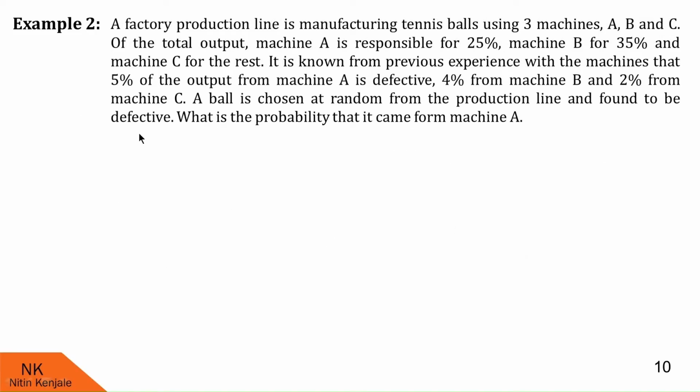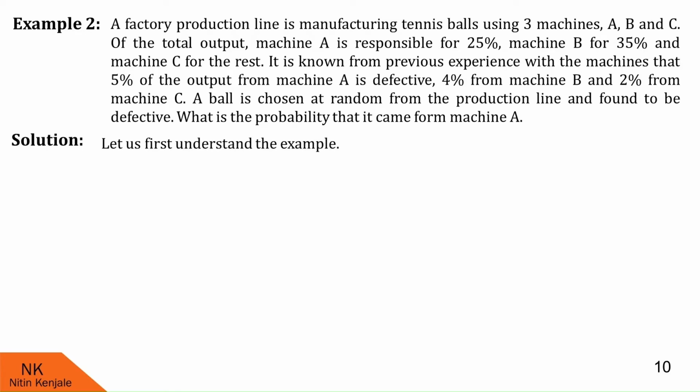Let me read out this example for you. A factory production line is manufacturing tennis balls using 3 machines A, B and C. Of the total output, machine A is responsible for 25%, machine B for 35% and machine C for the rest, that is 40%. It is known from previous experience with the machines that 5% of the output from machine A is defective, 4% from machine B and 2% from machine C. A ball is chosen at random from the production line and found to be defective. We are asked to find the probability that it came from machine A. Guys, you can pause the video and read this question once again for better understanding.